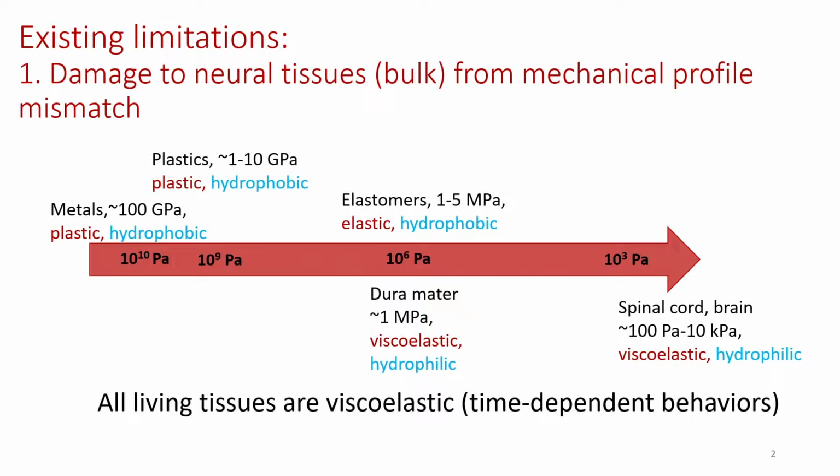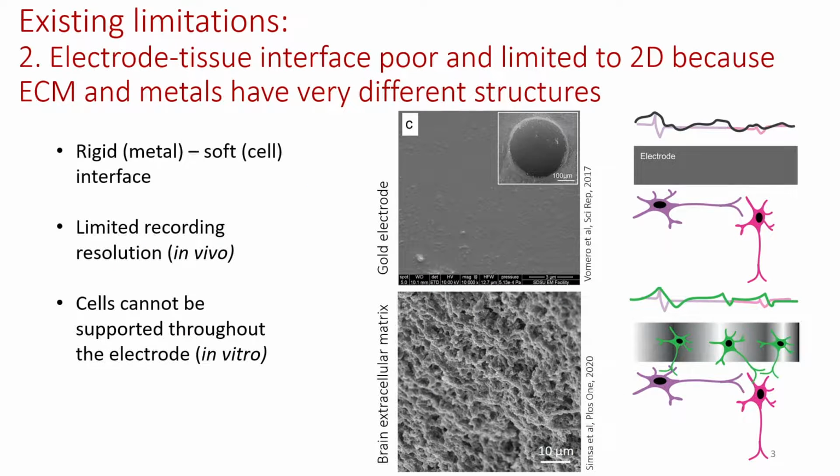And then one word that you can see a lot for all the living tissues is that every living tissue from brain to bone is viscoelastic. So it has a time-dependent behavior to applied forces, and none of the materials in our existing toolbox are similarly viscoelastic.